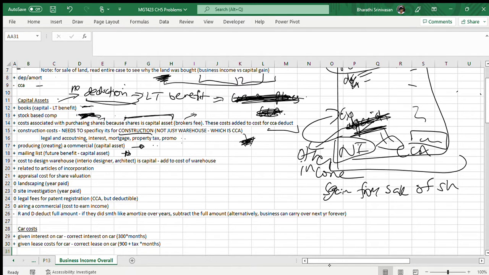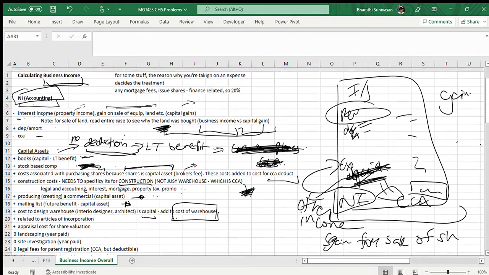Another thing is the cost to design a warehouse. For example, if we hire an interior designer or an architect and pay them fees, those things are part of the cost of the warehouse, part of the capital asset. So those you have to add back to the net income.